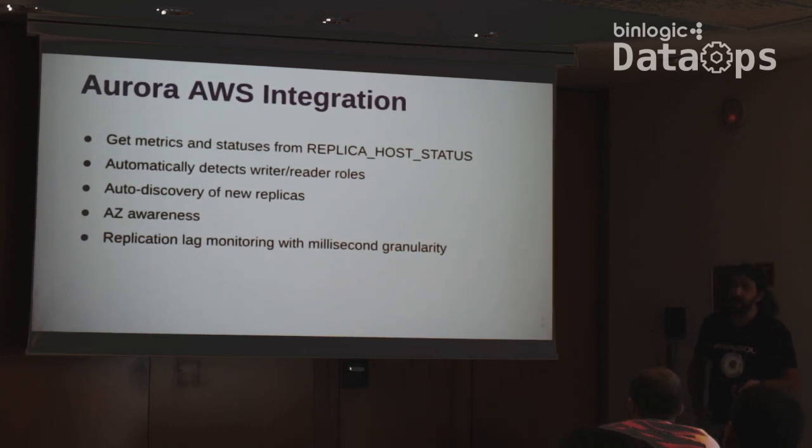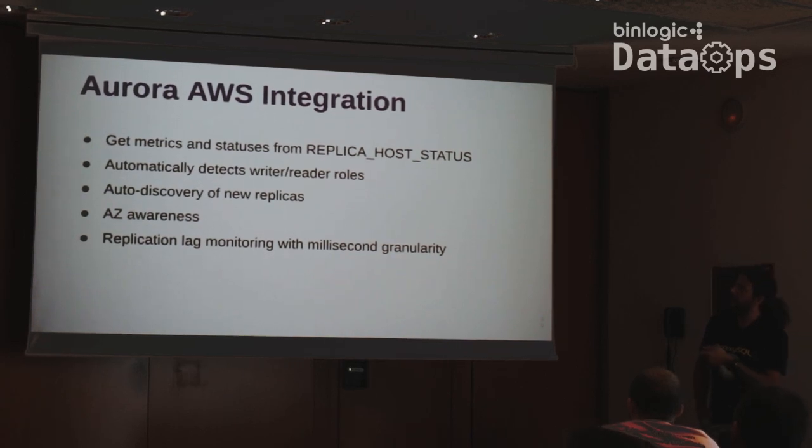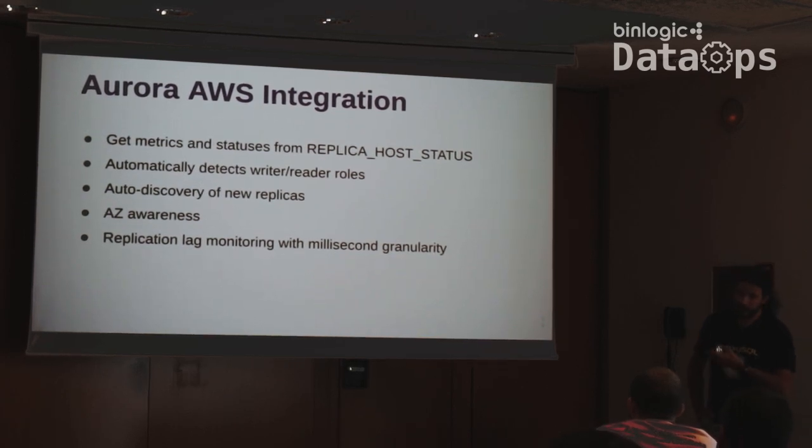Specifically, it gets information about Aurora from a table that Aurora provides to get the status of the cluster. This is the replica host status. The advantage here is that ProxySQL doesn't need to figure out which one is the writer and which one is the reader, or which are the healthy nodes and which are not. It's Aurora itself that is telling ProxySQL. So ProxySQL only has to read this table from any of the nodes and figure out the status of the cluster. It automatically is able to detect which one is the writer and which are the readers.